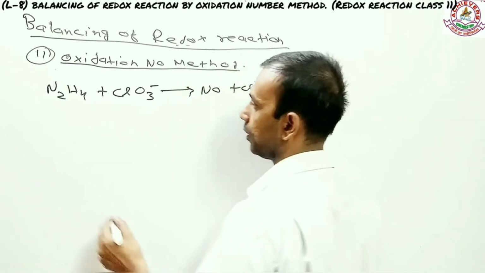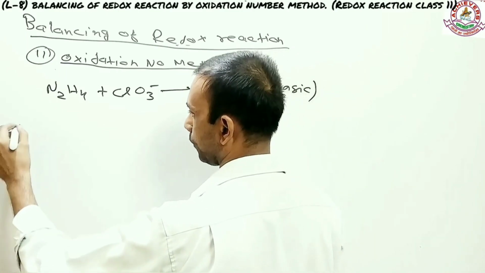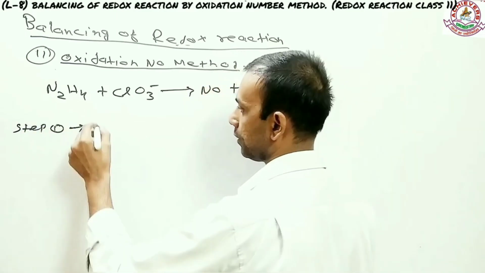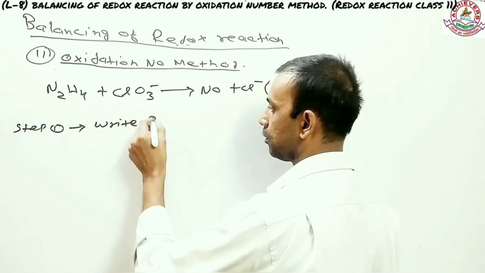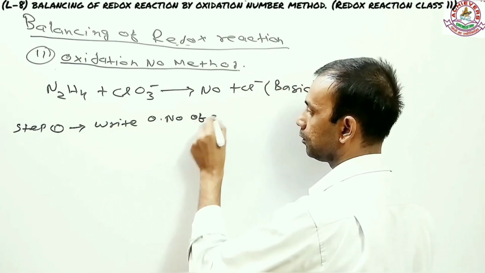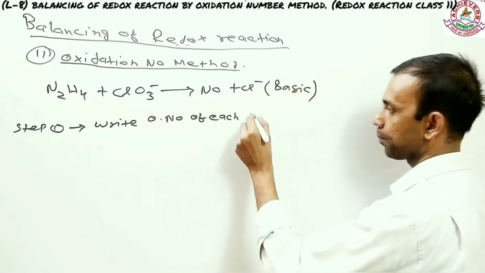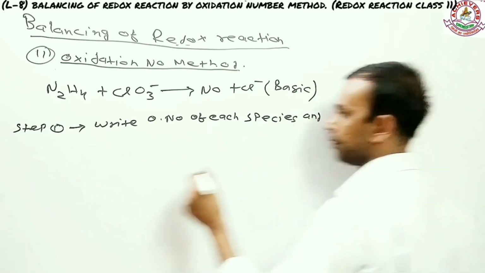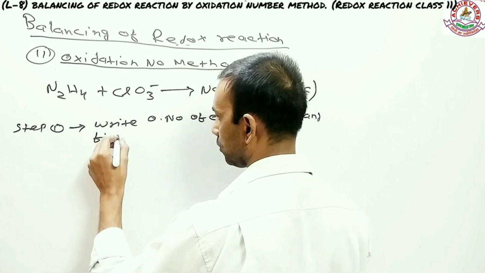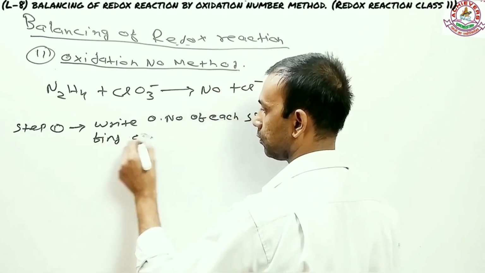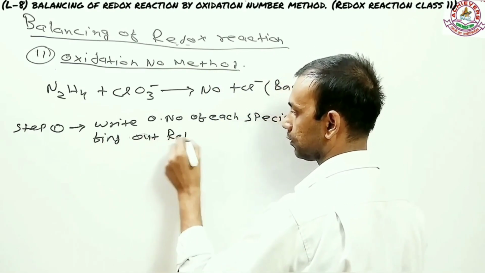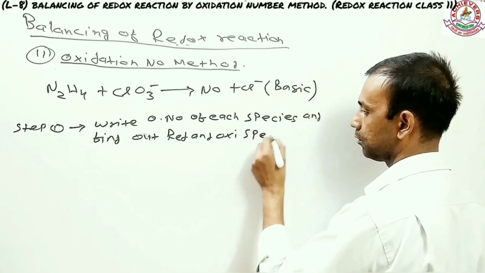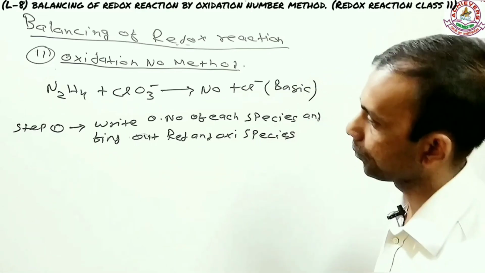The first thing I will do, step one, write the oxidation number of each species and find out the reduction and oxidation species. So this is the first step, right?